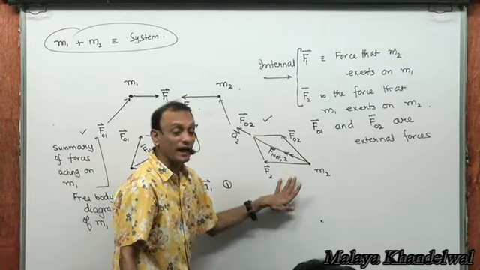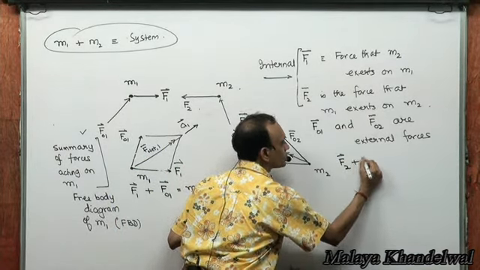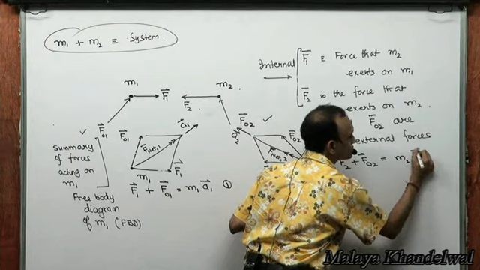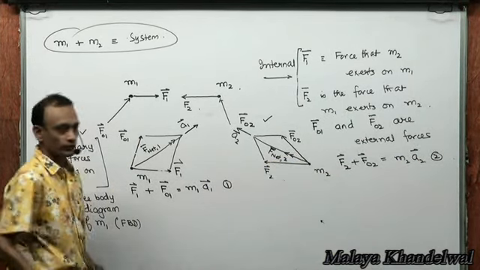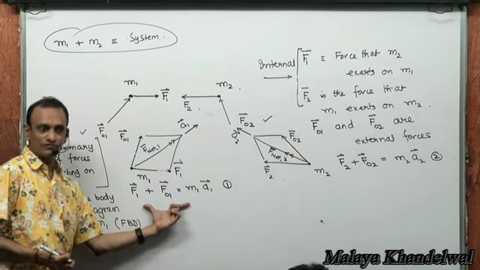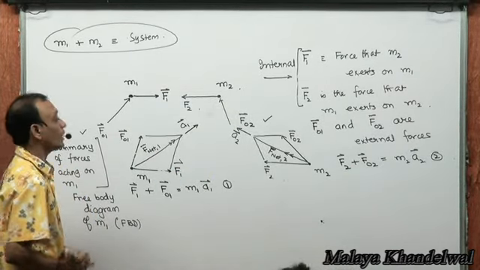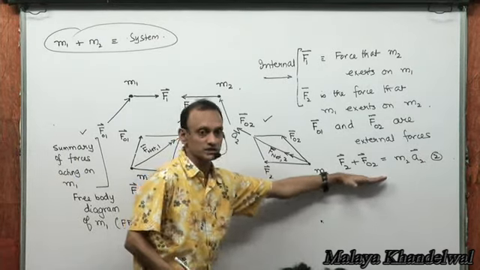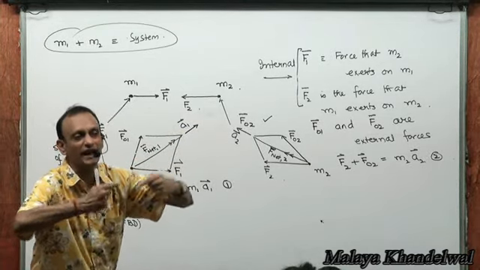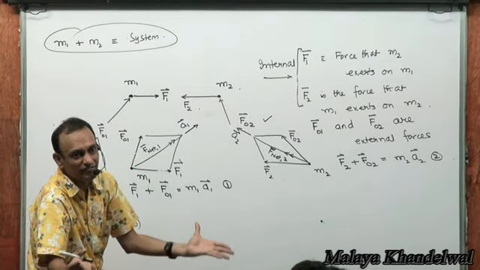Now, if I apply Newton's second law to this, what do I get? F2 plus F02 is M2 into A2. This is the free body diagram of M1, this is the equation of motion of M1, and this is the equation of motion of M2. Now, let me add these two equations. F1 and F2 are mutually interacting forces. F01 and F02 are external forces acting on the system comprising M1 and M2.